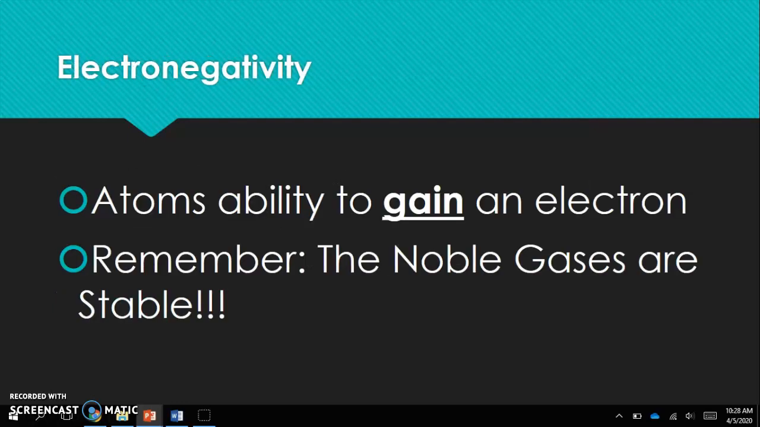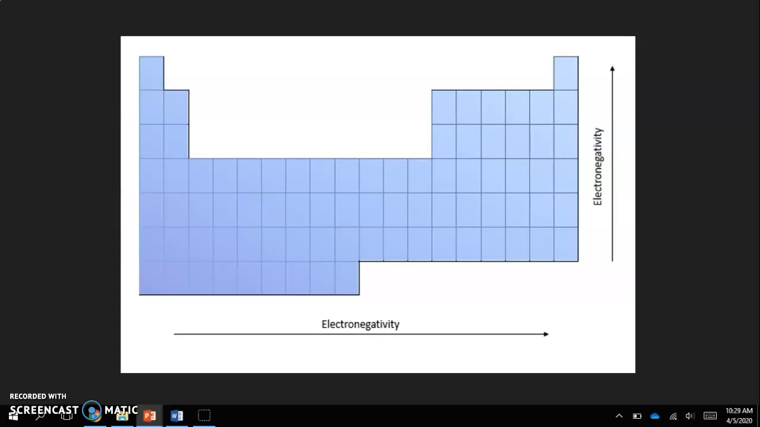Okay. Finally, let's look at electronegativity. Just a reminder of what that is. That is an atom's ability to gain an electron. So remember, when we talk about electronegativity, the noble gases are stable, so this doesn't apply to the noble gases. So here, same with our ionization energy, our electronegativity increases as we move from left to right and also from the bottom to the top. Now our noble gases are stable, so they don't need to take on or donate any electrons. They're happy as they are. So we're really just going to be looking to our group 17 and to the left for these.